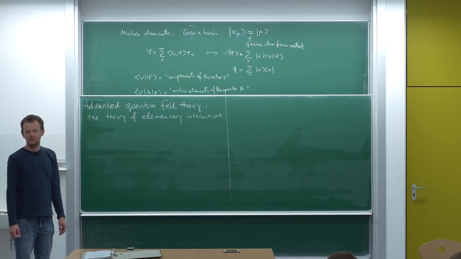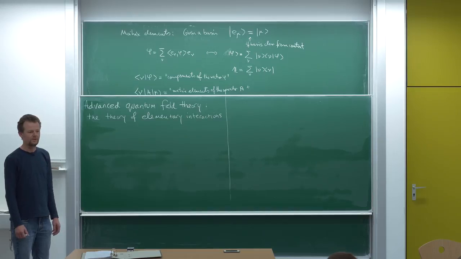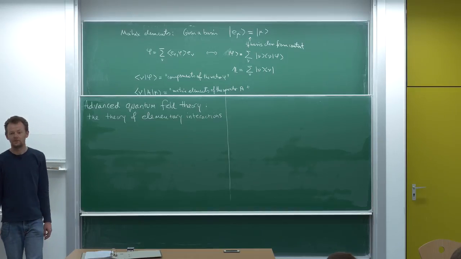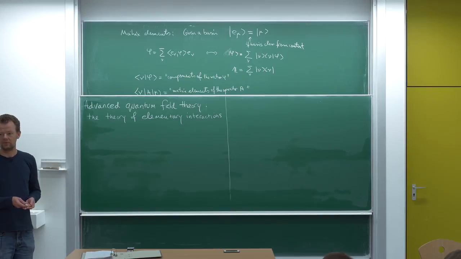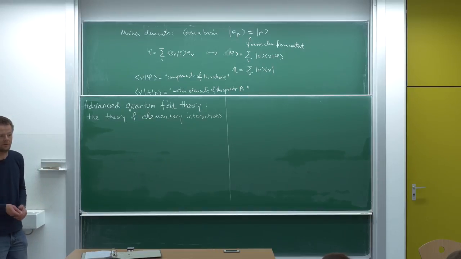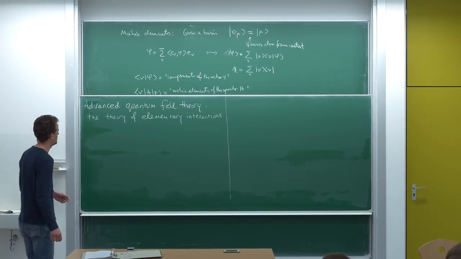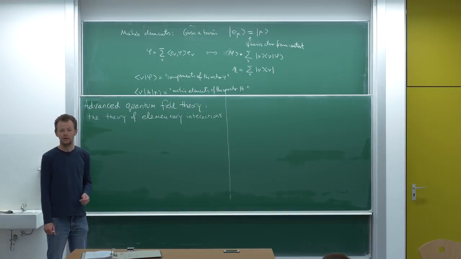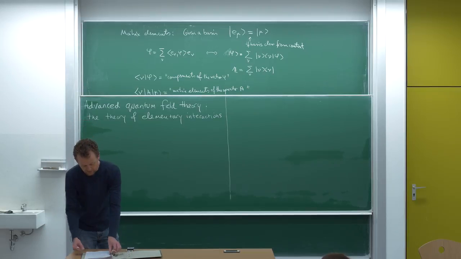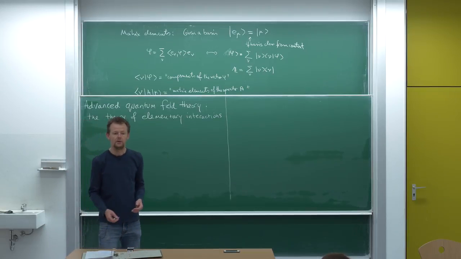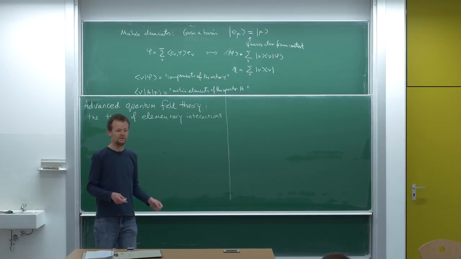This course is called Advanced Quantum Field Theory, the Theory of Elementary Interactions. It's going to build directly on the previous quantum field theory course. That means that everything that happened in the previous course, I'm going to assume you know. If you don't remember anything from the previous quantum field theory course, please do check out my videos on YouTube. There, everything is available. This course is going to be aimed at explaining the standard model.